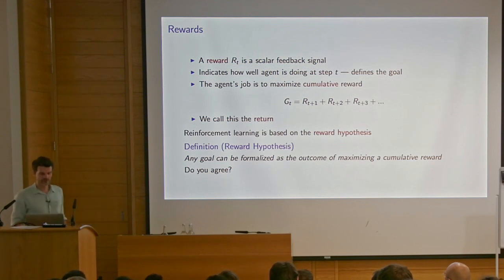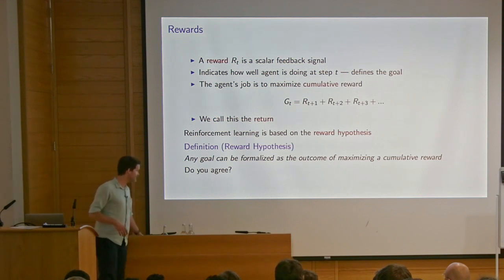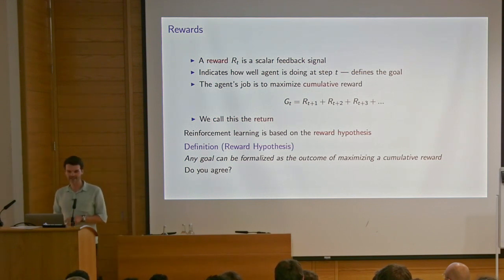Now reinforcement learning is based on something called the reward hypothesis, which states that any goal can be formalized as the outcome of maximizing a cumulative reward. I put a question below whether you agree with that. It's good to think about this a little bit, and I found it hard to come up with counterexamples myself.